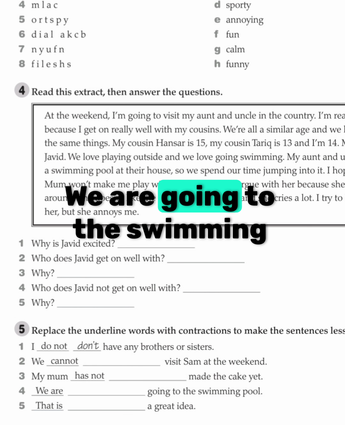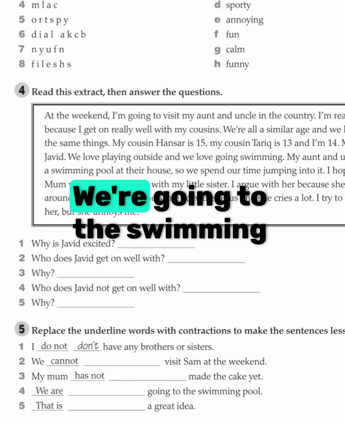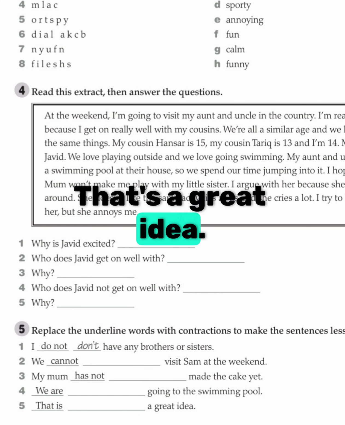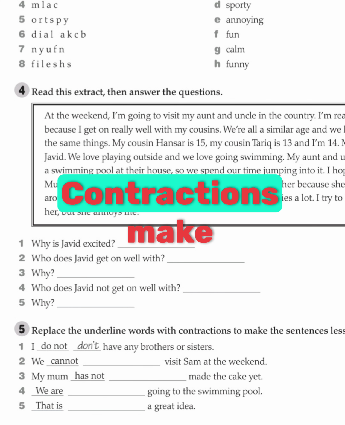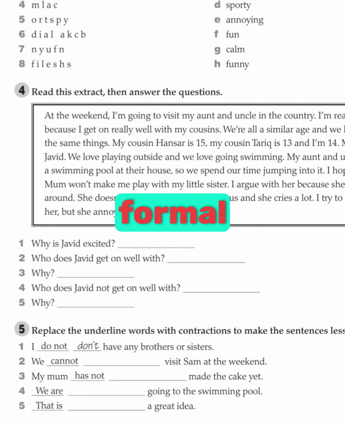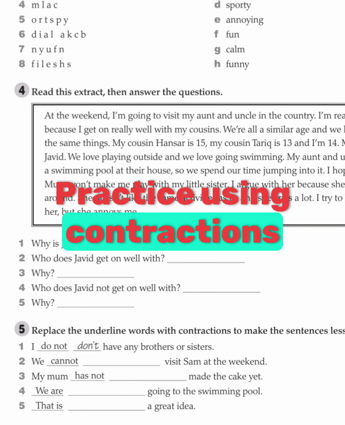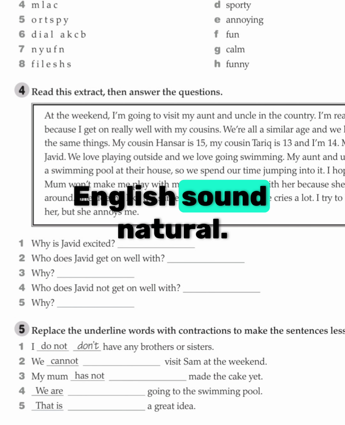4. We are going to the swimming pool. Answer. We're going to the swimming pool. 5. That is a great idea. Answer. That's a great idea. Easy, right? Contractions make sentences sound less formal and more like the way we speak every day. Practice using contractions whenever you can to make your English sound natural.